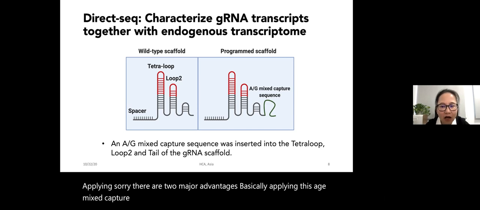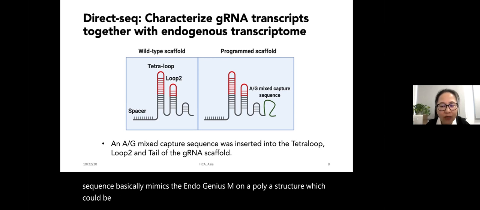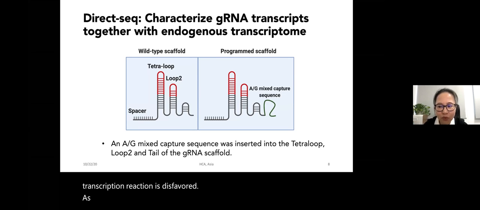One is that this AG mixed capture sequence basically mimics the endogenous mRNA poly-A structure, which could be efficiently captured by the oligo dT RT primer without introducing additional reagents in the reaction, because any disturbing to the reverse transcription reaction is disfavored, as this is basically the most critical step in the single cell RNA-seq experiments.